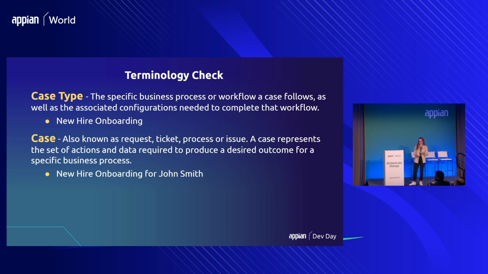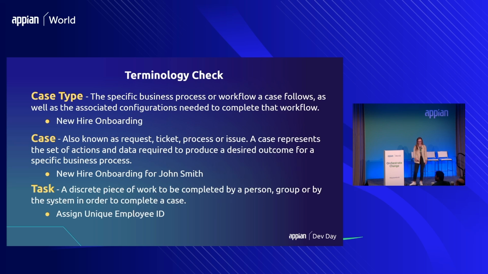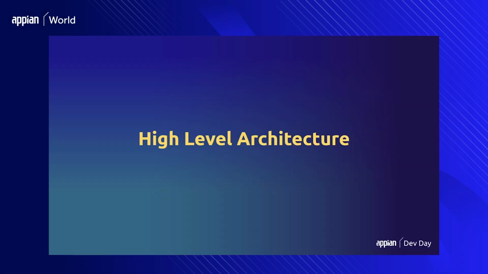Then we have the case. So this is one instance of actually executing that case type, right? So think about new hire onboarding for John Smith. And then we have a task. So this is the discrete piece of work that needs to be completed by a particular user or group. Think about assigning a unique employee ID. All right, now we're on the same page.